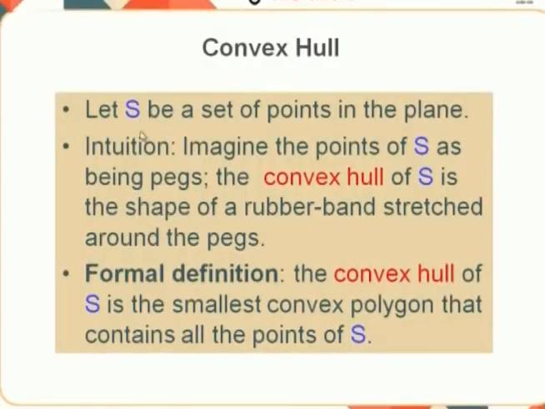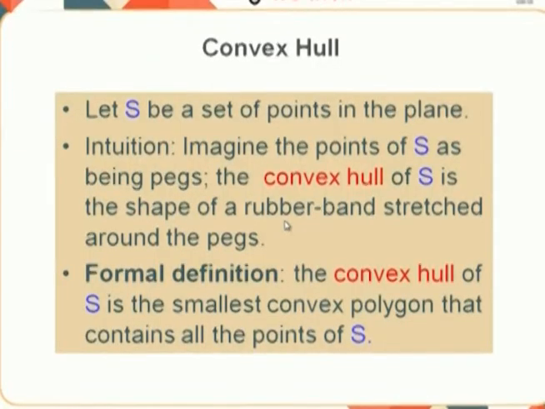So, convex hull is a very interesting problem where we are given a set of points S, and just imagine all the points as pegs. Then we can say the convex hull of S is nothing but the shape of the rubber band stretched around the pegs. In other words, convex hull is the smallest polygon available to encompass all the points. The formal definition can be given like this.